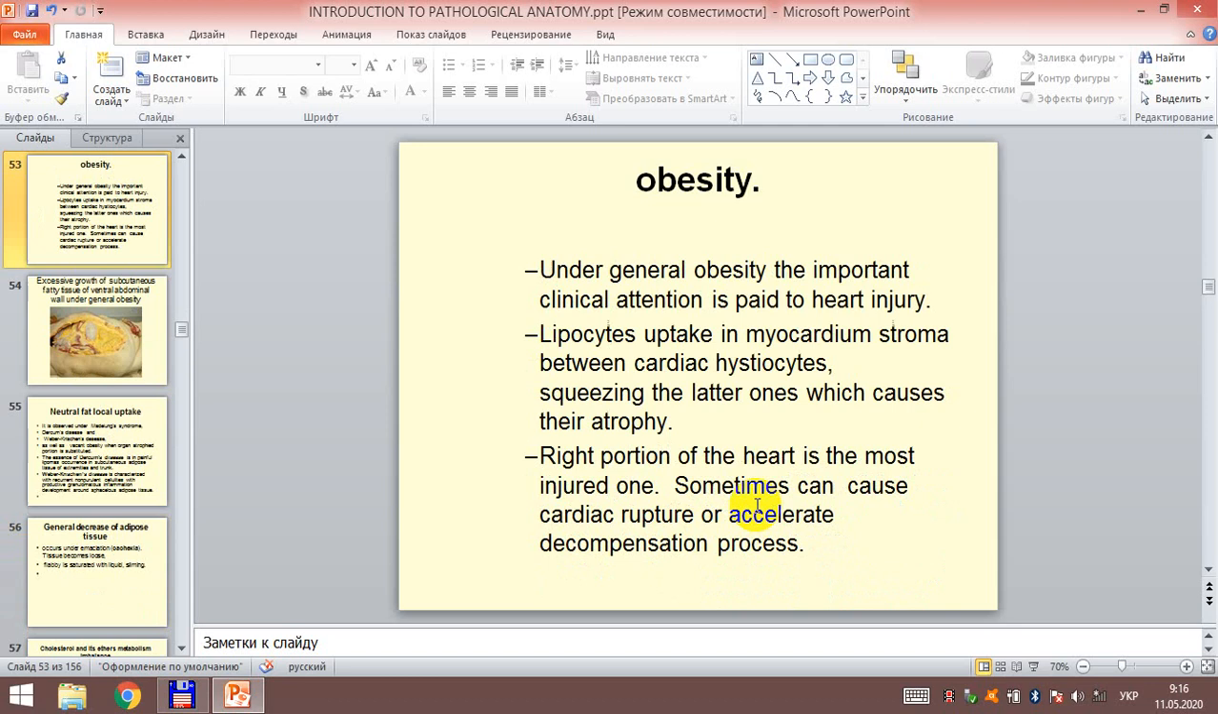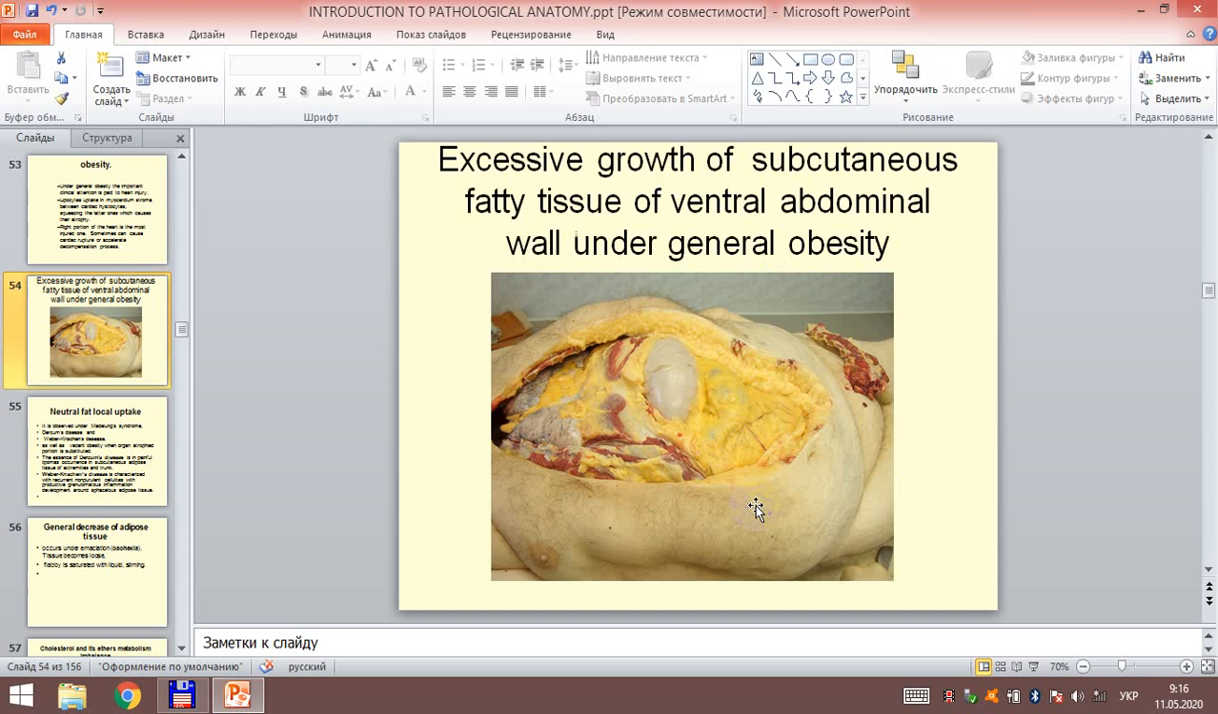Under general obesity, important clinical attention is paid to heart injury: lipocyte uptake in the myocardium stroma between cardiac histiocytes, squeezing the latter, and which causes atrophy. The right portion of the heart is the most injured one. Sometimes it can cause cardiac rupture or accelerate decompensation. In this picture, present signs: excessive growth of subcutaneous fat tissue of the ventral abdominal wall under general obesity.